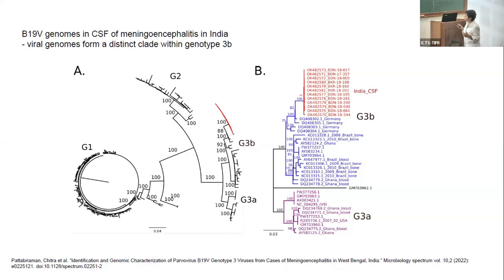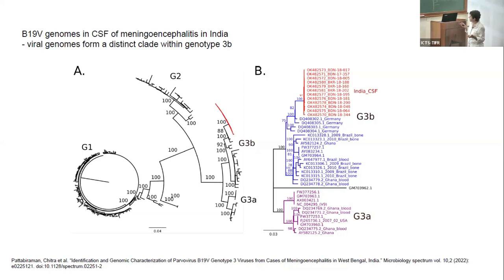It's a parvovirus not seen in encephalitis in India before this, in meningoencephalitis, but it has been suspected to be an organism that causes meningoencephalitis in other countries. But no one has sequenced it from cerebrospinal fluid till now. So then we sequenced this.